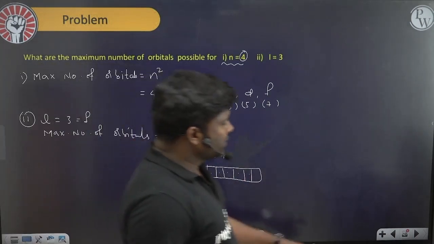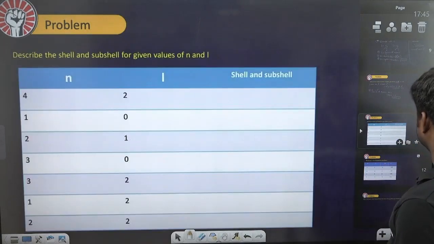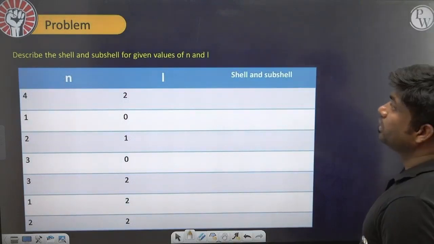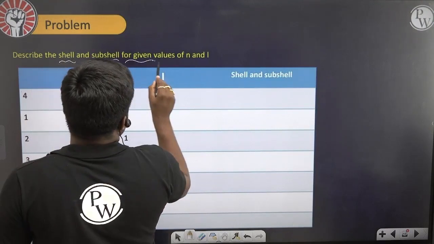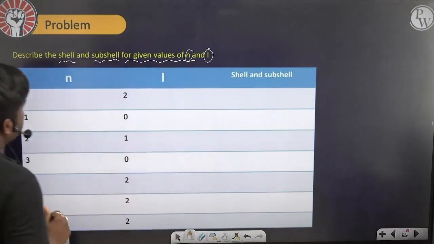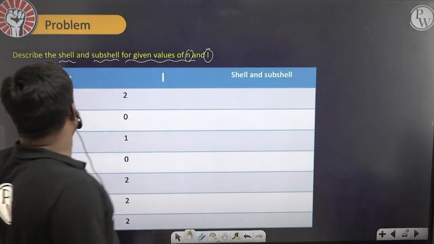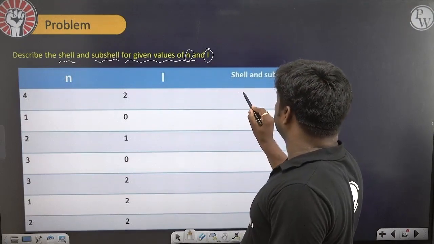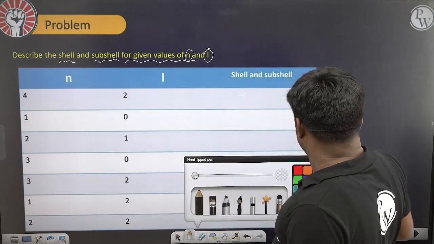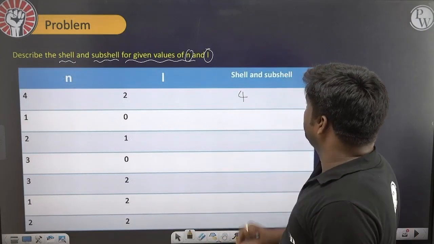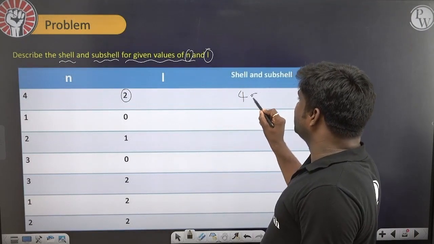So next question, describe shells and subshells for given values of N and L. You have been given values of N and L, and you have to write the shell and subshell. So N value 4 means shell is what? Fourth shell. N value 4 means fourth shell. Subshell: L value 2 means D.